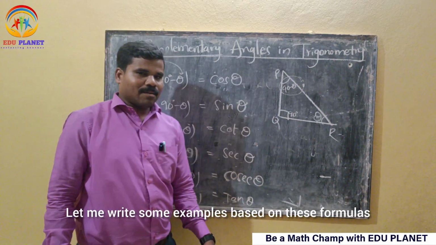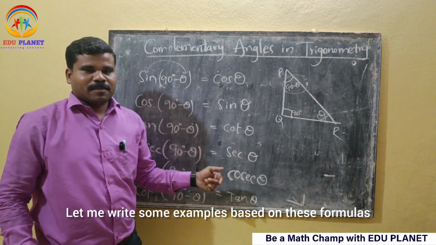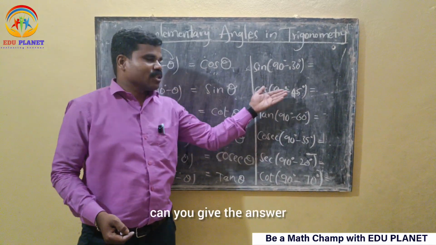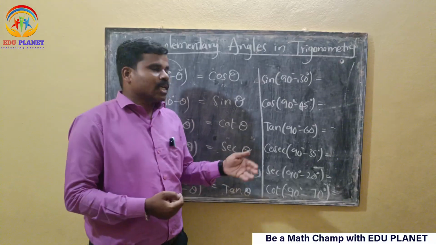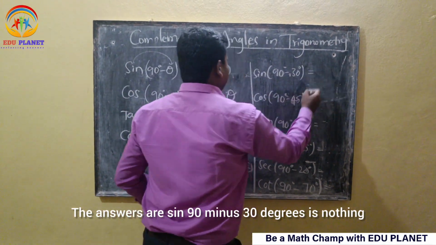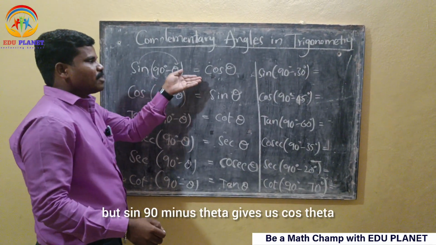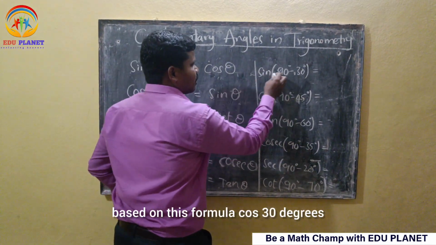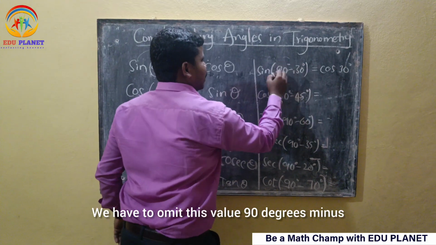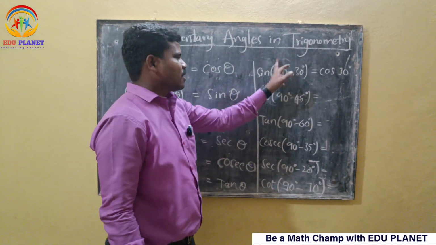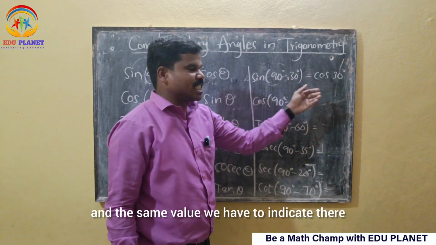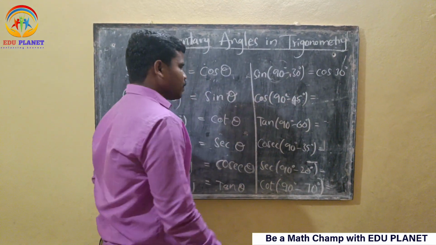Let me write some examples based on these formulas. By using these formulas, can you give the answer? The answer: sin 90 minus 30 degrees is nothing but, based on the formula sin 90 minus theta gives us cos theta, cos 30 degrees. We have to omit the 90 degrees minus term, keep the same value, and change the trigonometric ratio.